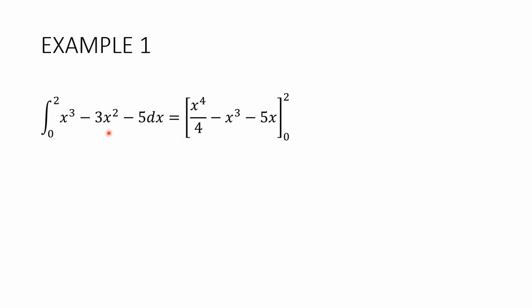But we've got x to the power of 4 on 4, take 3x cubed on 3, take 5x, in between 0 and 2, and you can see how I didn't put a constant in there. Now we're going to substitute 2 in, take away, substitute 0 in, which of course is 0. And tidying that up, we get 6.